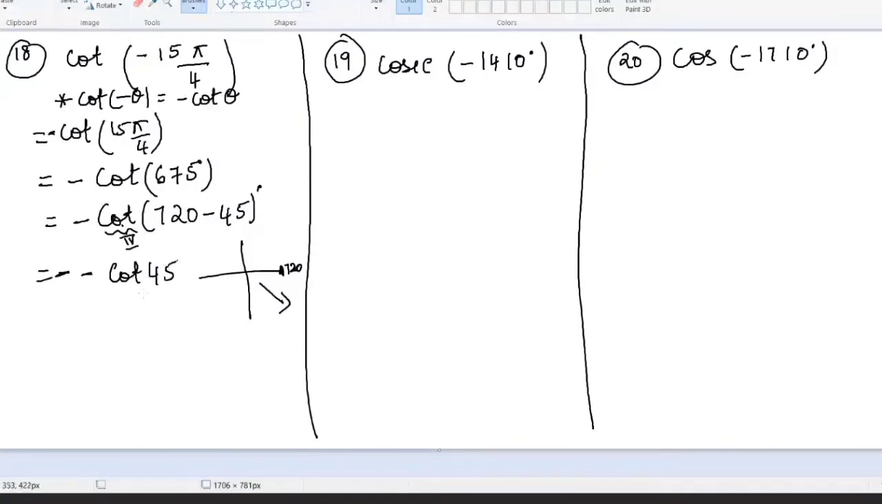Now this minus and minus has become plus. Cot 45 I don't know, but instead I know tan 45. So tan 45 is 1, reciprocal of tan is also 1. Okay, yes. So, hope all got this answer, 18th one. Did all get the answer? 18th one. Yes, okay. So going to the 19th question.